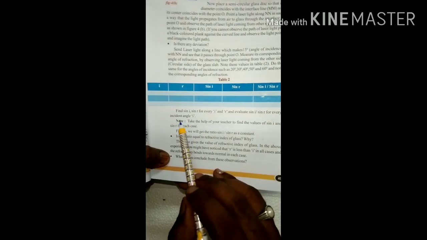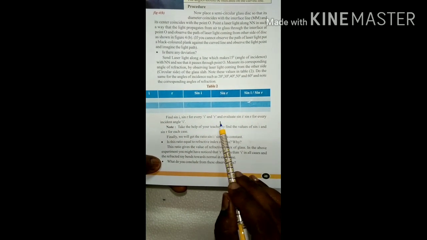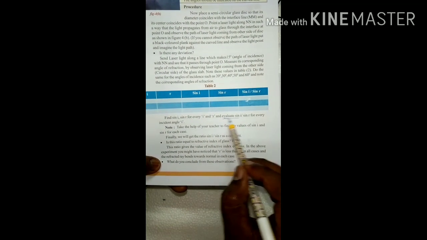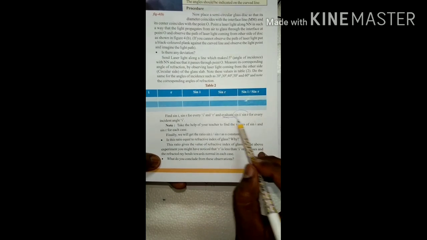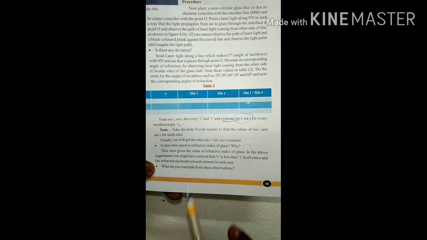How? Here if you come to the textbook, here we can say find sin I, sin R for every I and R values. Evaluate means calculate sin I by sin R for every angle of incidence. Okay, we calculated.